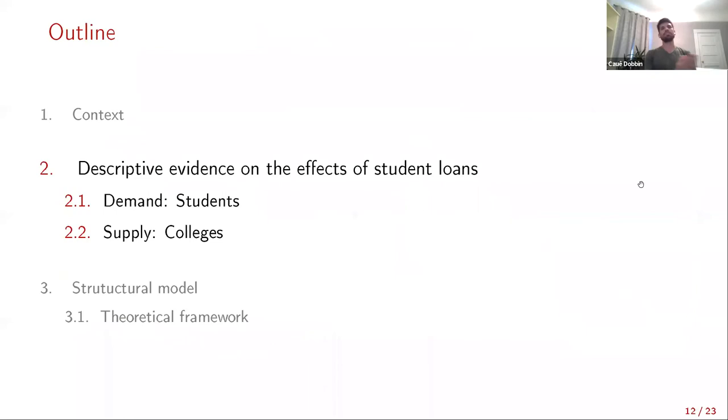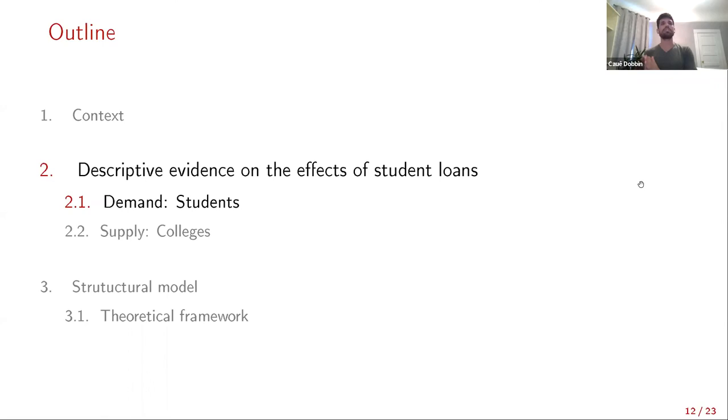So let's move on to the core of the paper. What we're going to do now is show some descriptive evidence of how both students and colleges respond to financial aid, specifically to student loans. Beginning with students, the question we're trying to answer is, when you give a loan to students, to what degree is the student more likely to enroll in college because the student has a loan?